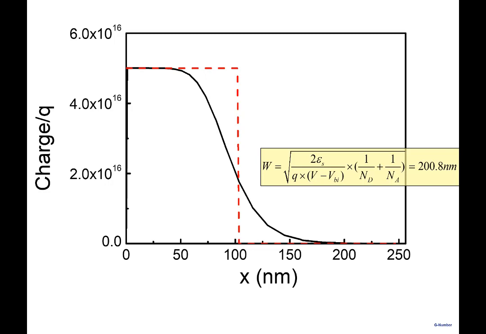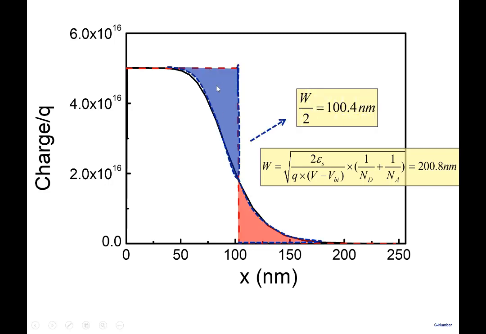But what kind of an error? Depletion approximation is overestimating charge, correct? Overestimating charge in this region. In this other region, depletion approximation is saying there's no charge, but there is charge. So what are you doing? Underestimating charge. So you're overestimating charge here, and you are underestimating charge here.